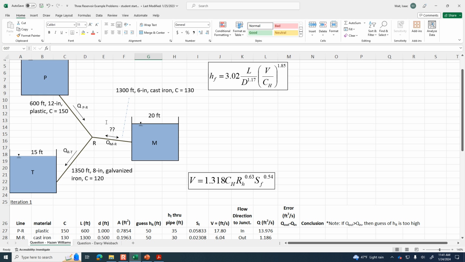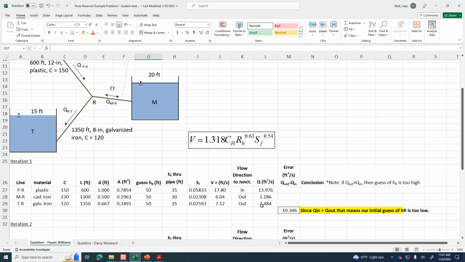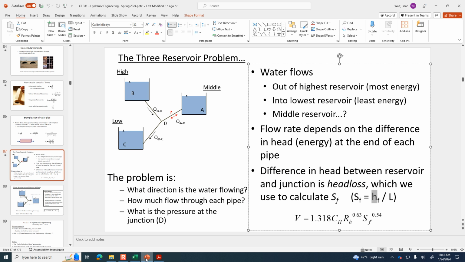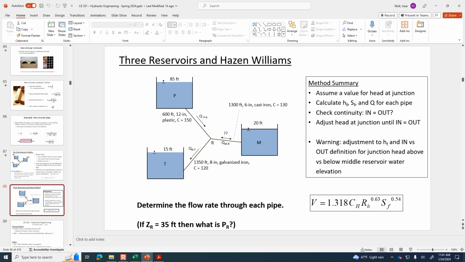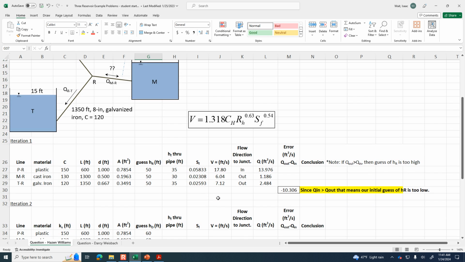So it's not going to change what is an in and what is an out. The warning here that we had, where was that warning? This warning: adjusting the elevation of the head is not going to change what we're considering an inflow and an outflow.